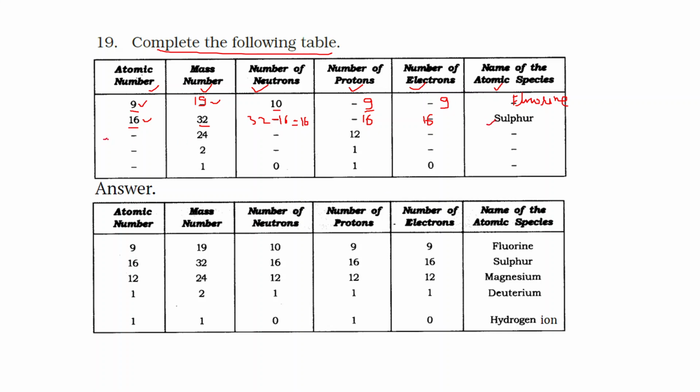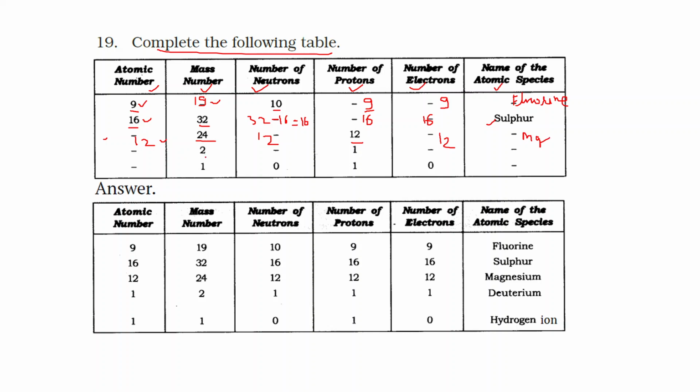Now, in the next one, mass number is given and the number of protons is given. If the number of protons is 12, then we can say the atomic number is 12, and the number of electrons is also 12. The number of neutrons is 24 minus 12, that's why we will get 12. And which is the species? When atomic number is 12, this is magnesium. Mg is the symbol.